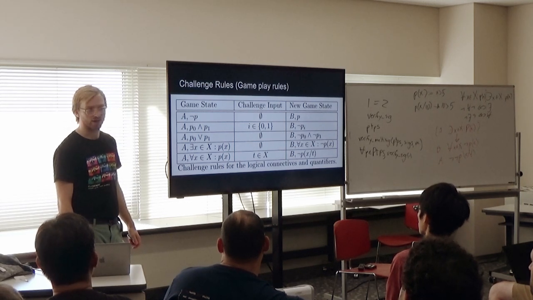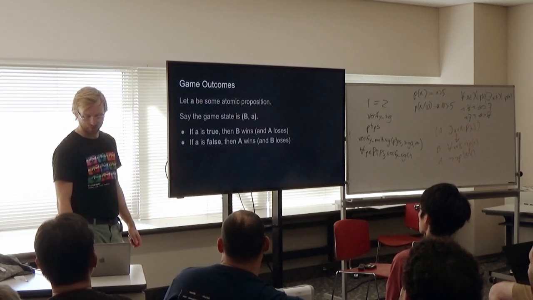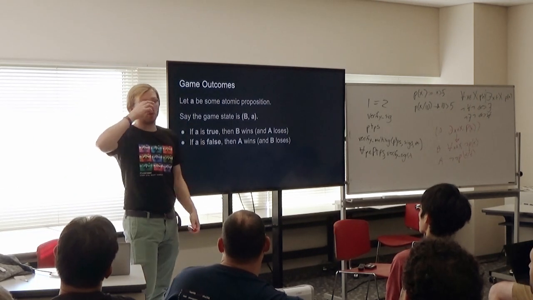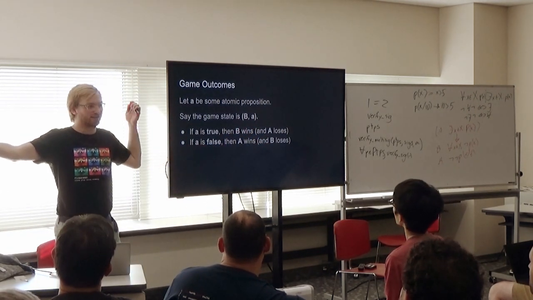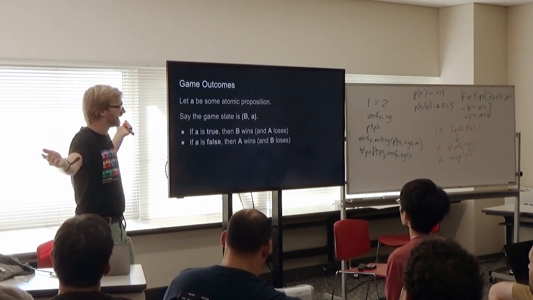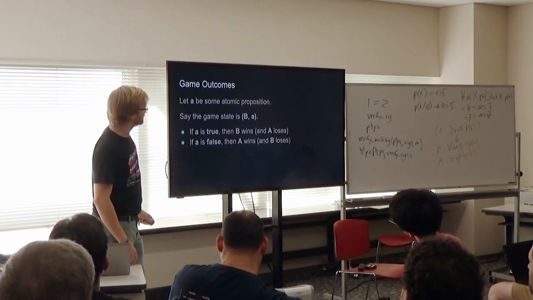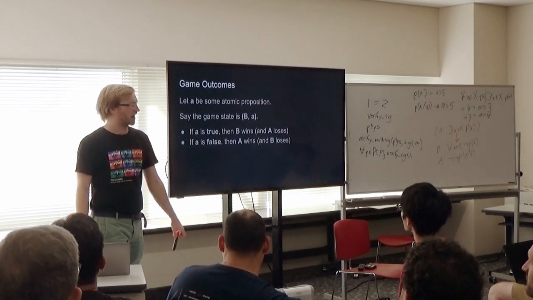Cool. Okay. So with that, there's one last thing to cover, which is what happens at the end of this game, right? That's the one thing that we haven't gone over. What is going on at the end? Game outcomes. So the game's going to end when we hit an atomic proposition.